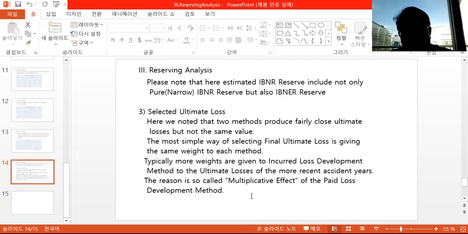So this is all about loss reserving analysis. Next time, we're going to discuss credibility theory. Okay, bye-bye.